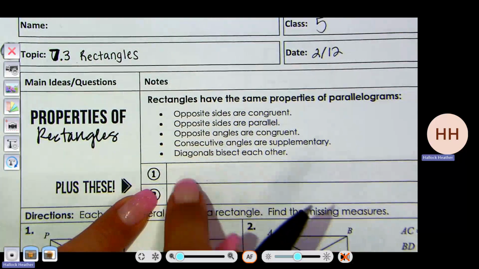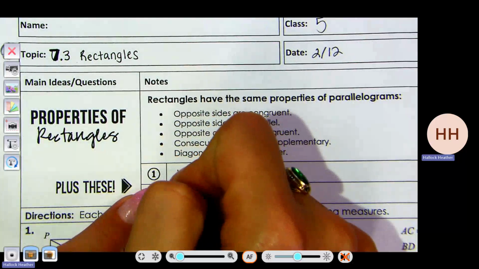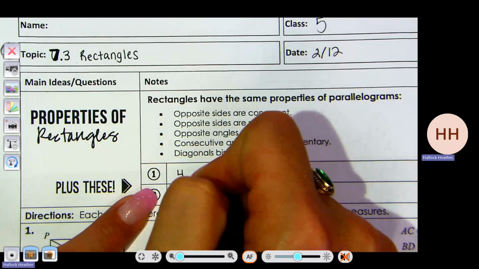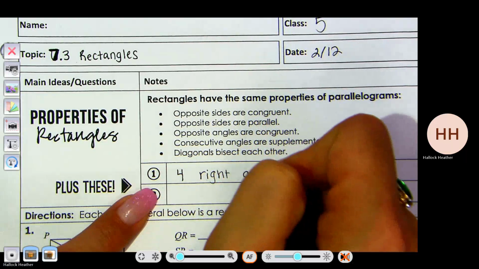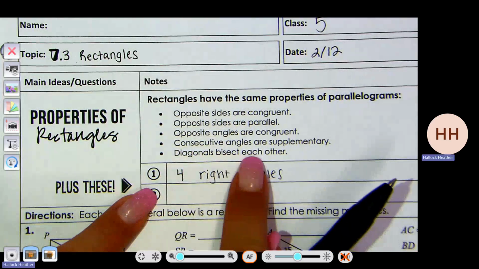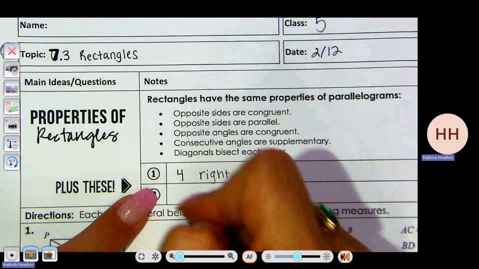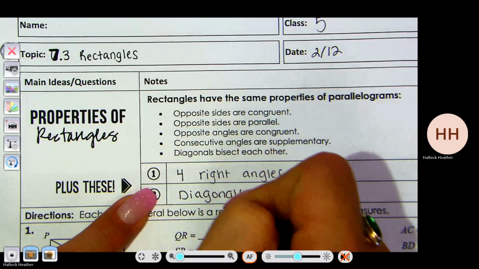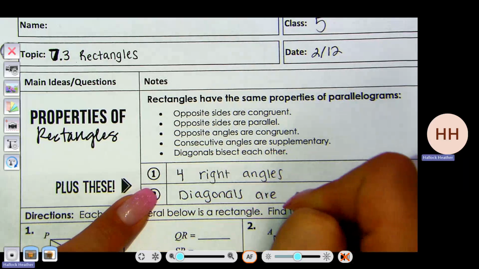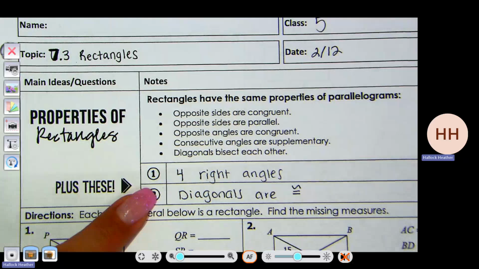Okay, so our new things that we're going to add to our rectangles is everything from the parallelograms, but also we have 4 right angles. And now the diagonals bisect each other. Now the diagonals are also congruent. So we have congruent diagonals.